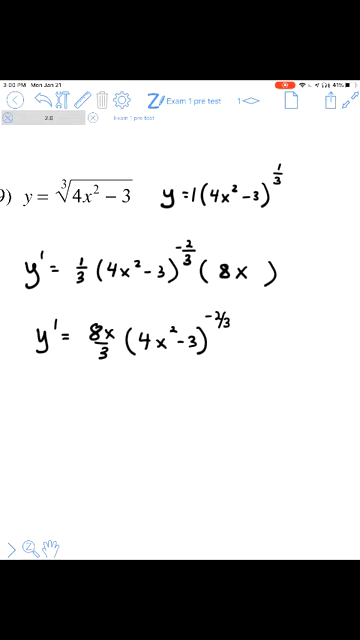And I'm perfectly happy if you leave the answer in this form, but like at the beginning of this pretest, technically speaking, negative exponents are supposed to become positive exponents. So you would write this, the 8x would stay in the numerator, 3 stays in the denominator, and then the 4x squared minus 3 would also move to the denominator and would have a positive exponent.